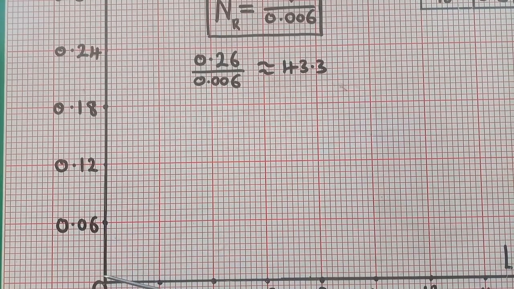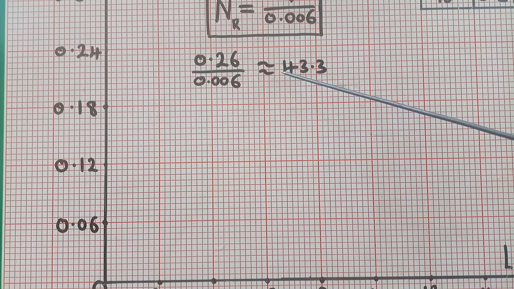Now we begin to count from here. 10, 20, 30, 40, 41, 42, 43. It now remains 0.3. If we want to approximate it, we can as well leave it at 43 and cut off this 0.3. But for more accuracy, we still get that 0.3.